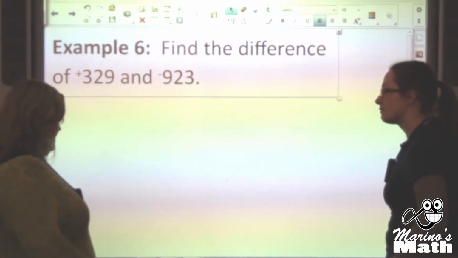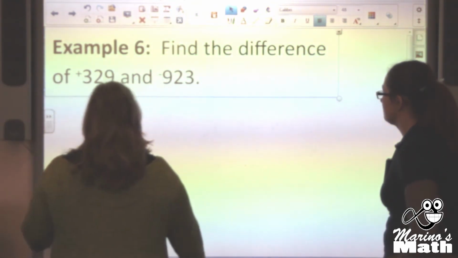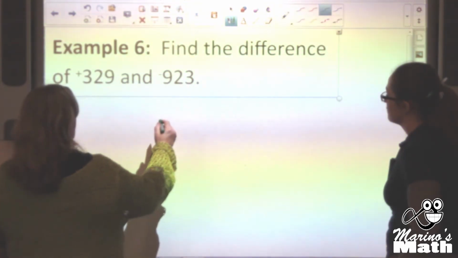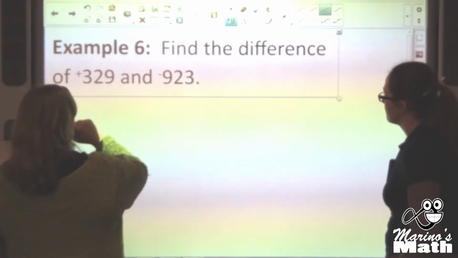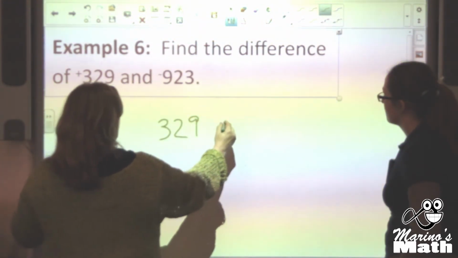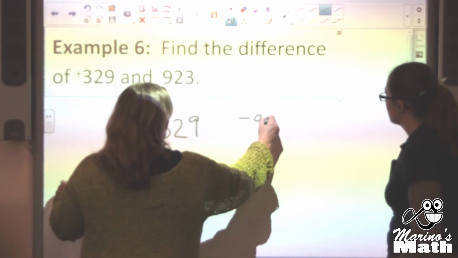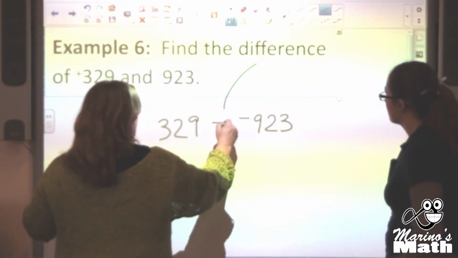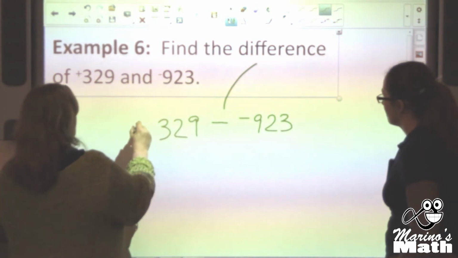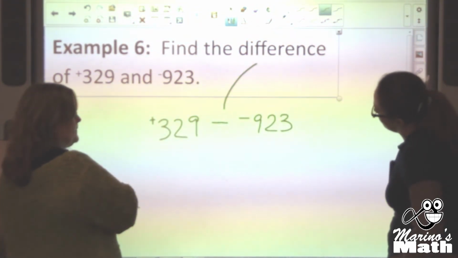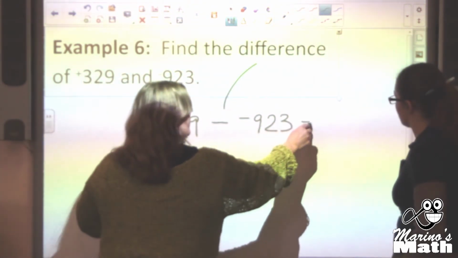You want to take this one? Yeah. How about we say, what's the difference of 329 and negative 923? And the difference is, of course, subtraction. And this, oh, it does have a positive sign on it. Sorry, it doesn't have to, though. We just understand that it's there.